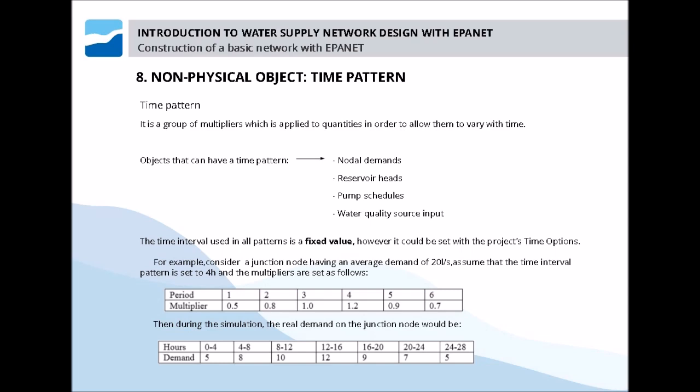The time interval used in all patterns is a fixed value set by the time options of the project. Within this interval, the associated quantity remains constant and equal to the product of its nominal value and the factor during this period of time.